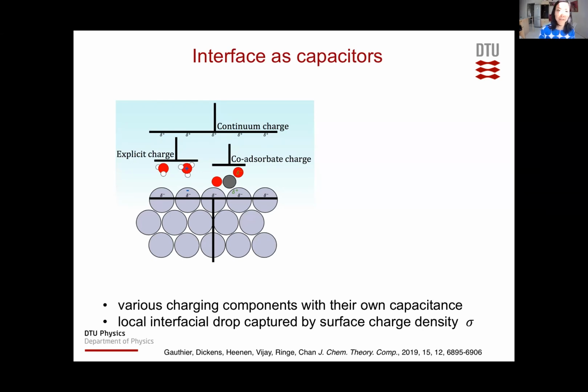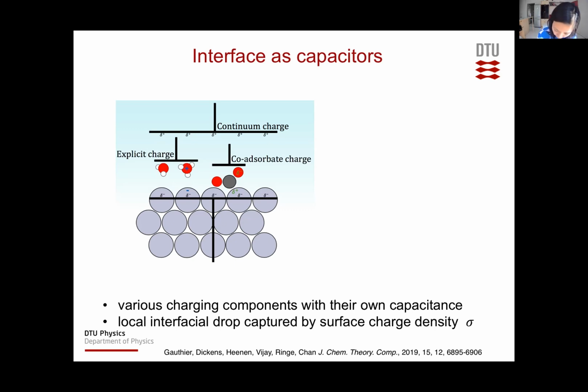And so shown in this cartoon here are the various charging components. For instance, explicit charge coming from a proton or hydroxide or another cation and so forth. Co-adsorbate charges, so very polar adsorbates that would lead to a dipole at the interface, which also affects the driving force for electrochemical reactions, as well as various continuum charge models, whether it's a planar countercharge or a Poisson-Boltzmann distribution and so forth. And the important thing here is to note that the various charging components in general have their own capacitance. There's no reason that they might be all equivalent in terms of capacitance.